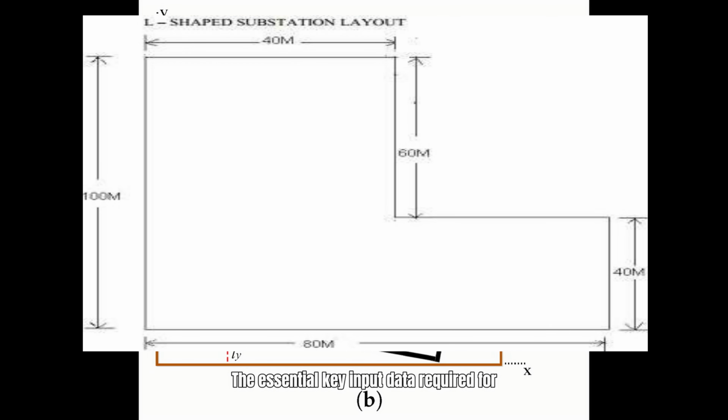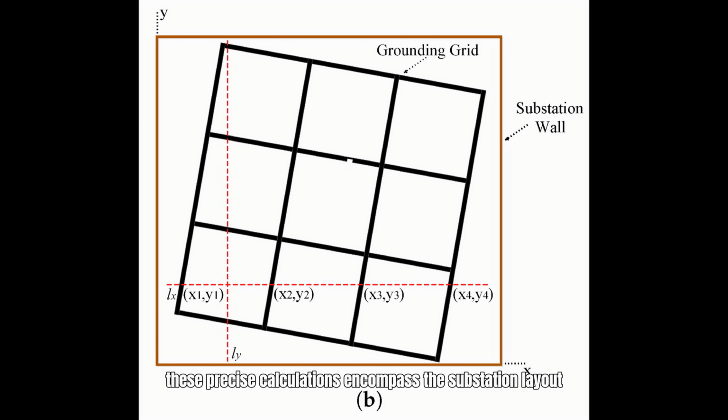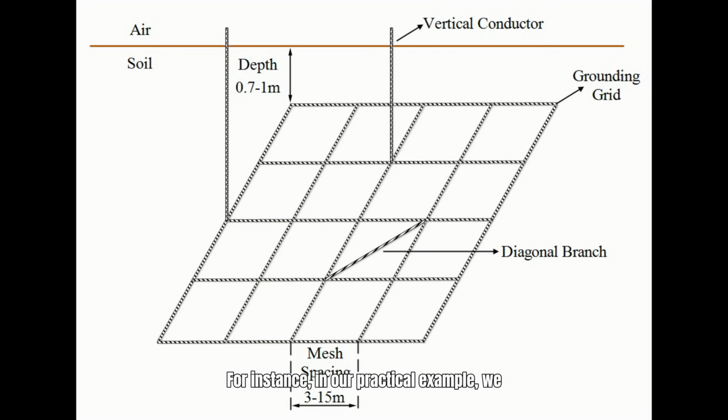The essential key input data required for these precise calculations encompass the substation layout dimensions, a comprehensive soil resistivity report, and details on the surface layer type along with its specific resistivity values. For instance, in our practical example, we utilize a soil resistivity value of 40 ohm meters, complemented by a surface layer thickness of 0.1 meters, as derived from field measurements.